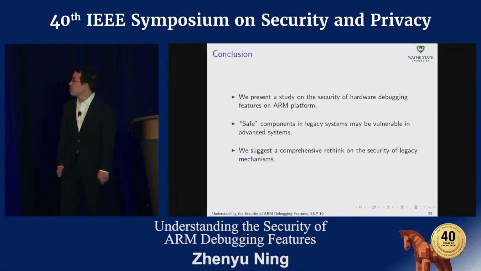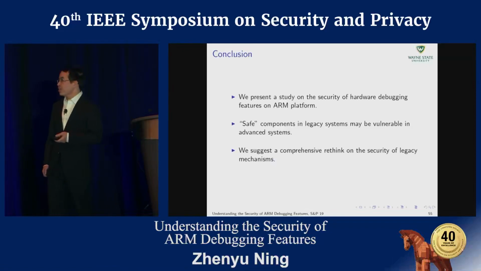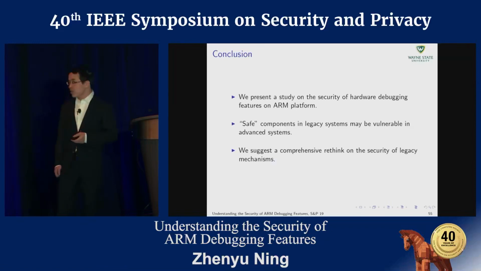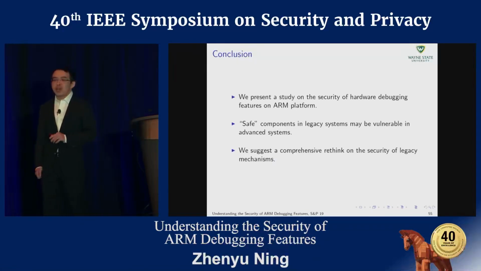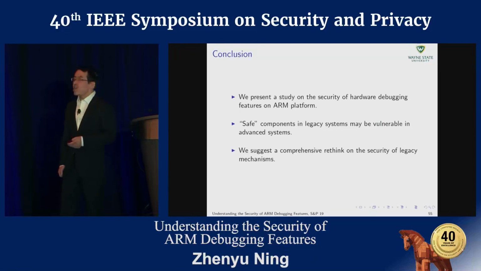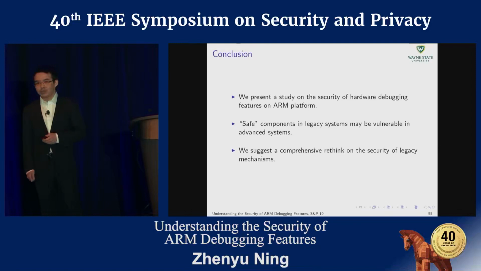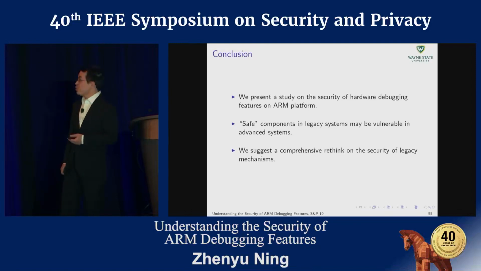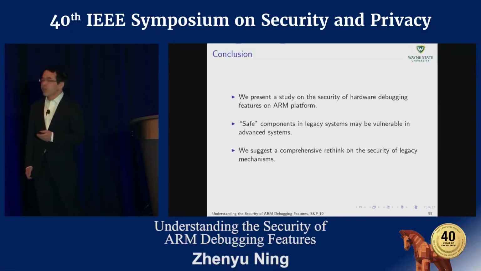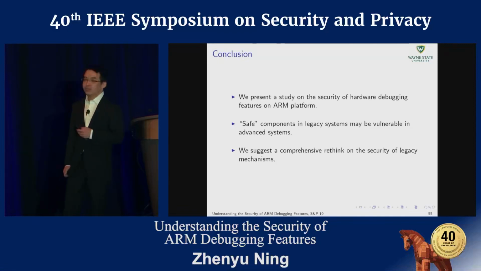Now we conclude. Here, we present a study on the security of the hardware debugging features on the ARM platform. Our study shows that the safe components in legacy systems may become vulnerable in advanced systems. Here, the traditional debugging mode is a legacy system, and the single-core system is a legacy system. But when it comes to interprocessor debugging and the multi-core system, the safe component becomes vulnerable. So we suggest a comprehensive rethink of the security of all the legacy system mechanisms.